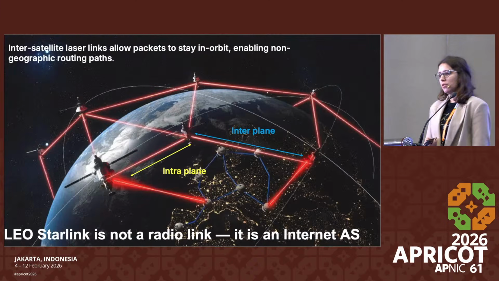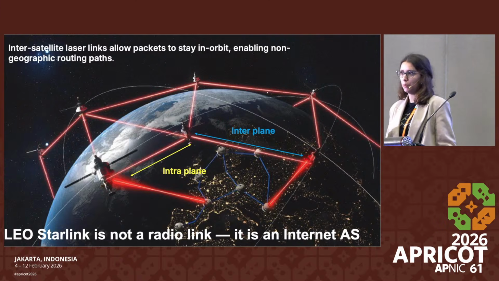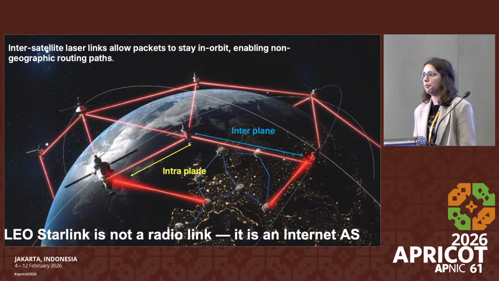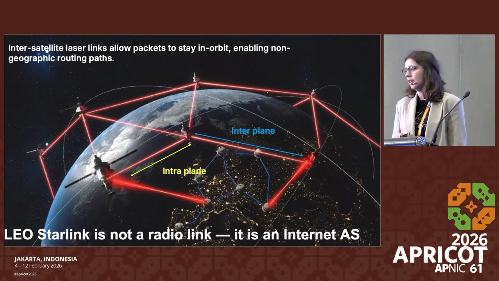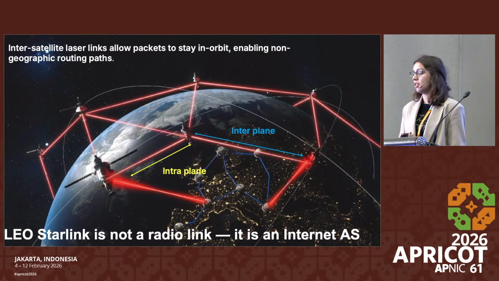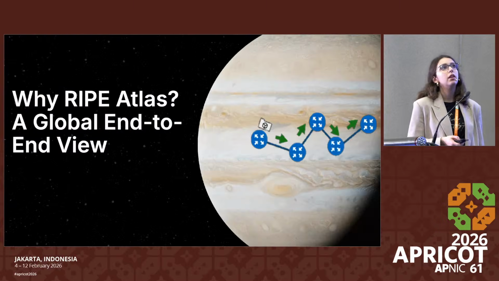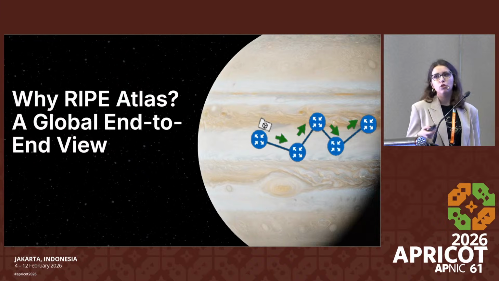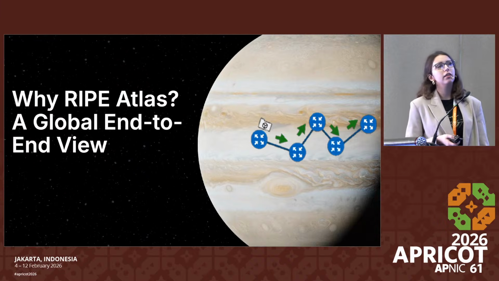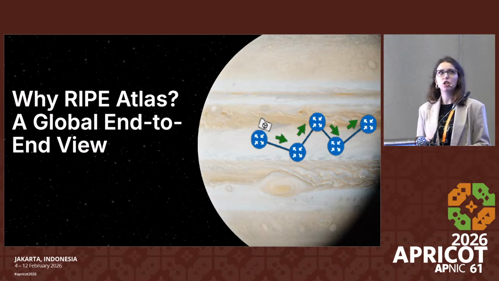And this picture shows us inter-satellite laser links, which could be interplane, between different planes, and intraplane, in the same plane. Inter-satellite links allow packets to stay in orbit, enabling non-geographic routing paths. That's the reason why I think LEO Starlink is not just a radio link, it's a new autonomous system number in the internet. And that's why I want to say that we just add a new routing layer on the internet.